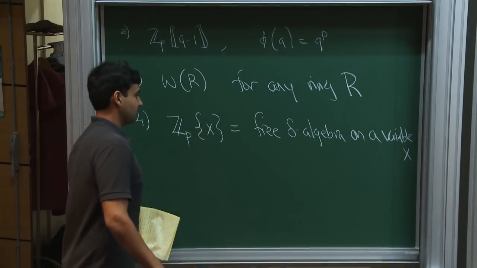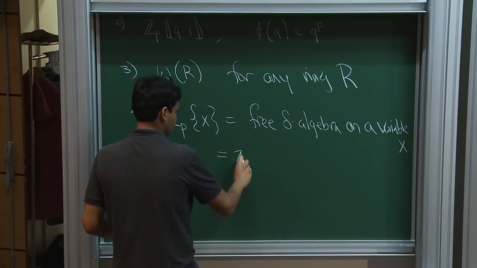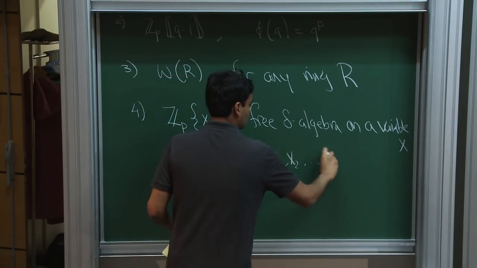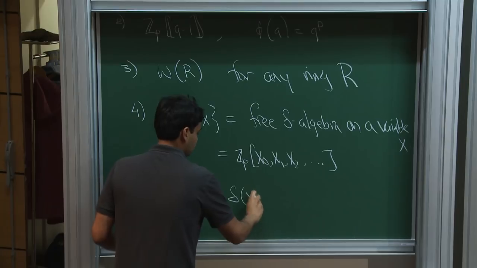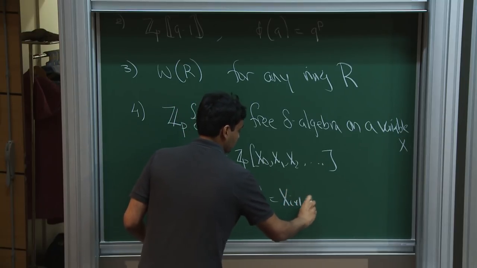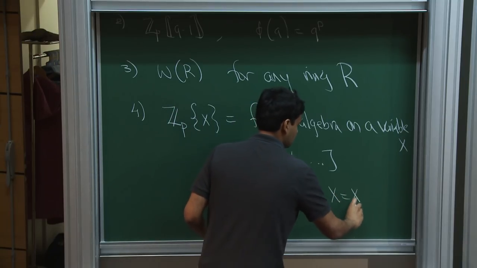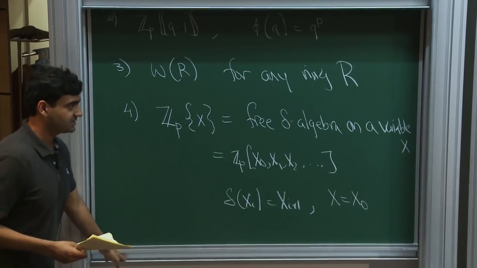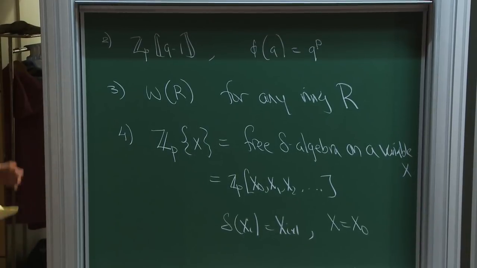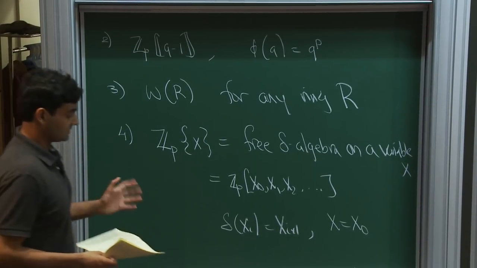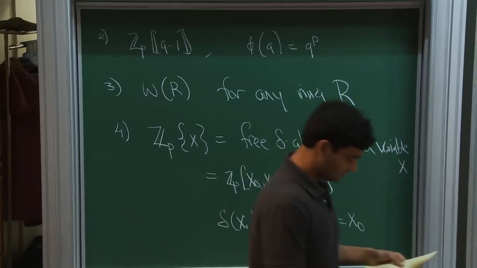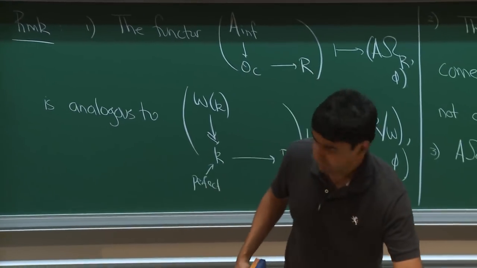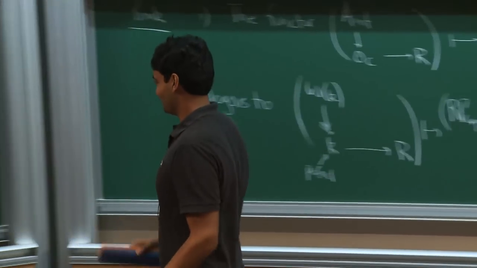And so you can describe this very explicitly as a ring. It's just a polynomial ring on countably many variables. But the idea is that delta of x_i is x_{i+1}, and x is equal to x_0. And so since you have free objects and the category has enough limits and colimits, you can do all sorts of constructions like adjoining variables, that set some equations equal to 0, and so on. But of course, those things are not p-torsion free. You said you have only p-torsion free. Very good.